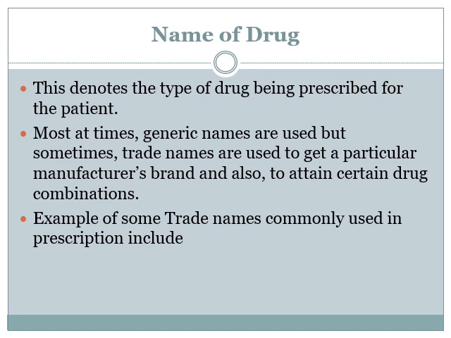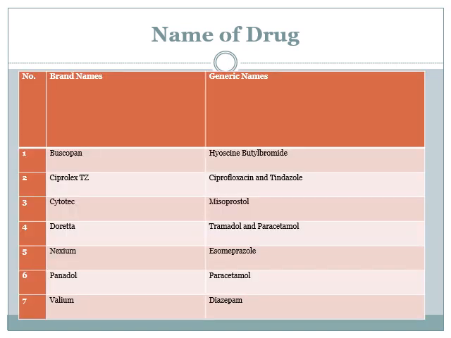As we have already said in our previous lectures, generic names are normally used in prescription, but at times trade names are also used to get a particular manufacturer's brand and also to attain certain drug combinations. Examples of some trade names commonly used in prescription include Buscopan. It's a brand name, and the generic name is hyoscine butylbromide. We have a drug like Ciprofloxacin. It's actually two drugs combined together. We have ciprofloxacin and we have tenecteplase combined together.